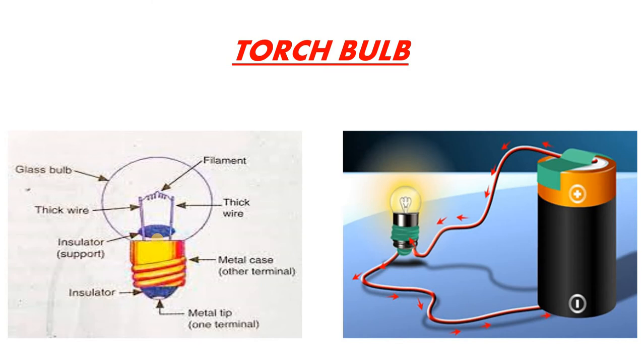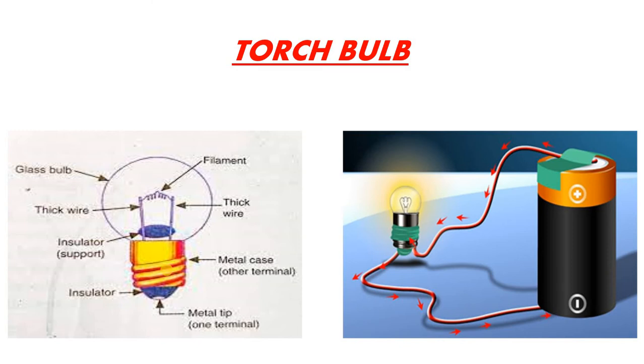Now, this metal case of the torch bulb is shaped like a screw so that it can be fixed in the bulb holder. Here you see, it is designed as a screw. Now, we have already studied that an electric cell, that is a battery, has got two terminals, positive and negative. And now we find that the torch bulb has also got two terminals, but they are not marked as positive and negative.